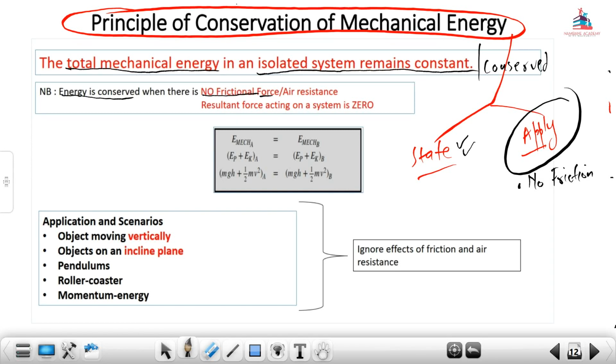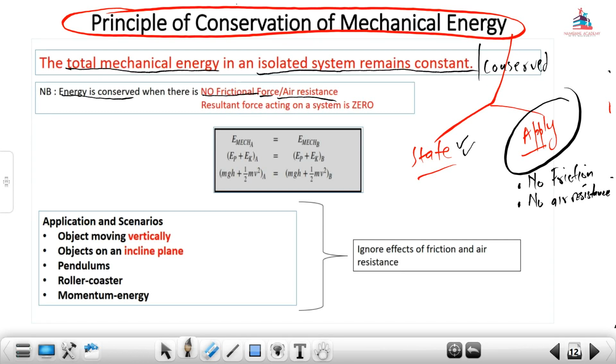You cannot just apply it. Once friction is there, automatically you cannot apply conservation of mechanical energy. If they tell us that there is resistance, in the case of a parachute or a person diving from the sky, then it's only if there is no air resistance that we can apply it. That is very, very key.